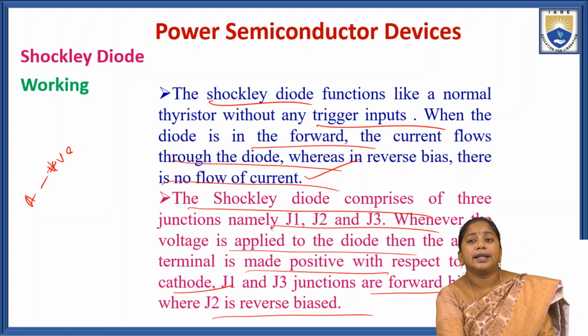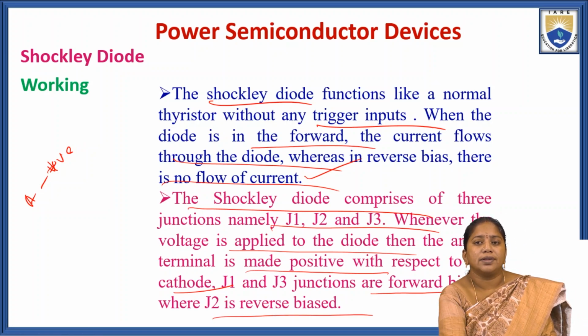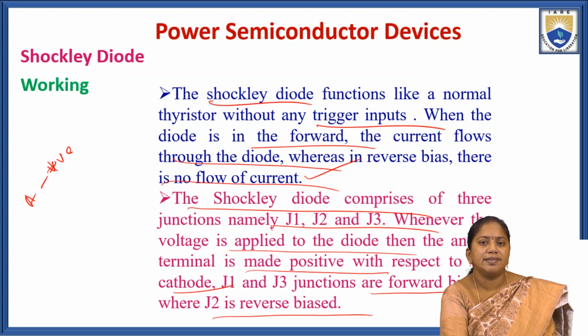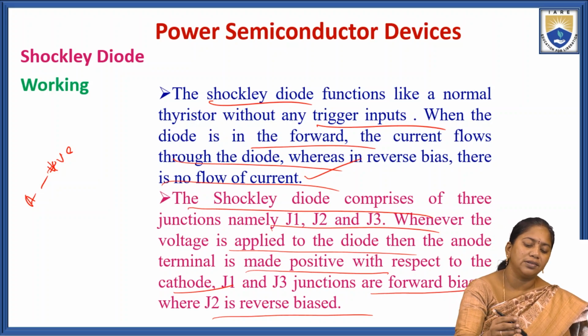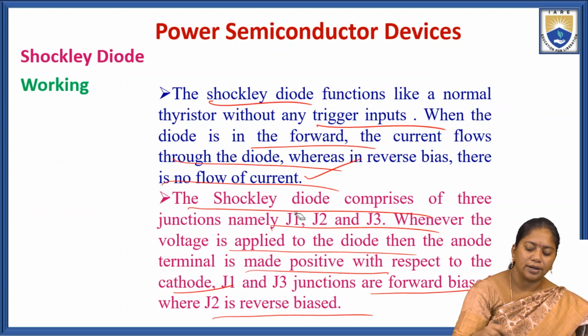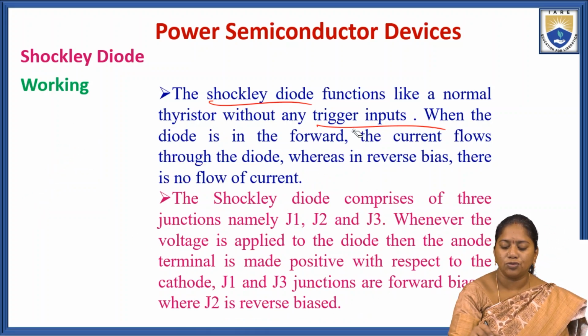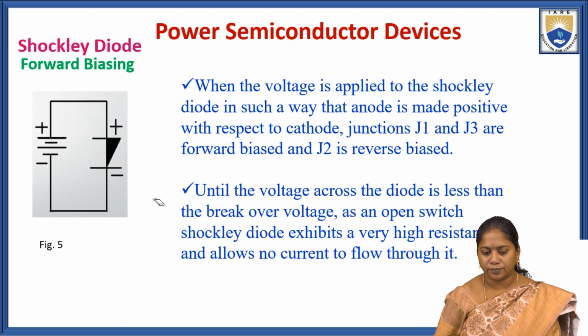The Shockley diode comprises three junctions, namely J1, J2 and J3. Whenever voltage is applied to the diode, the anode terminal is made positive with respect to the cathode. Here J1 and J3 junctions are forward biased, and the J2 junction is reverse biased.